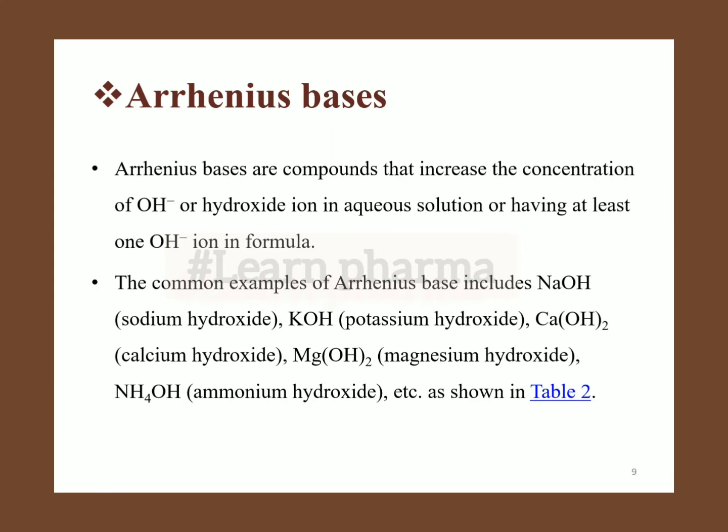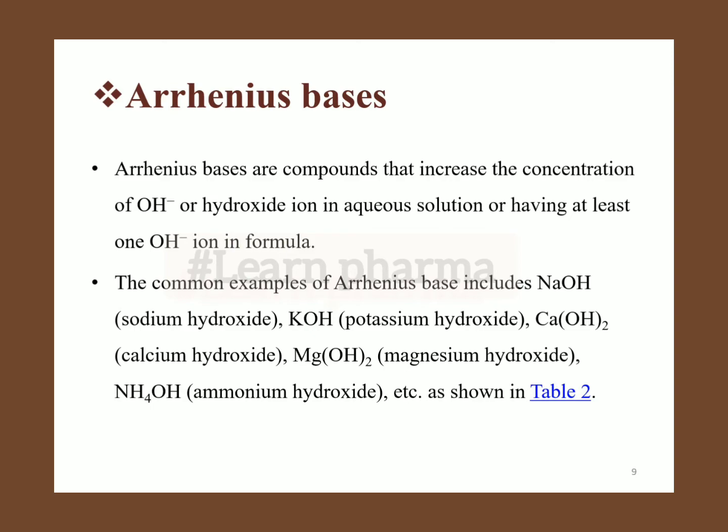Arrhenius bases are compounds that increase the concentration of OH ions in aqueous solution, or have at least one OH ion in the formula. Common examples of Arrhenius bases include sodium hydroxide, potassium hydroxide, calcium hydroxide, magnesium hydroxide, and ammonium hydroxide. More examples are given in Table 2.